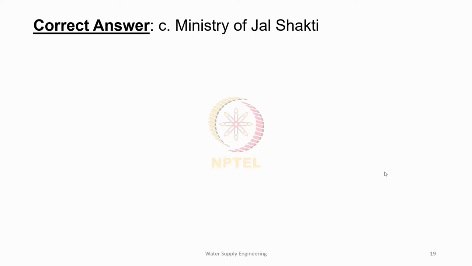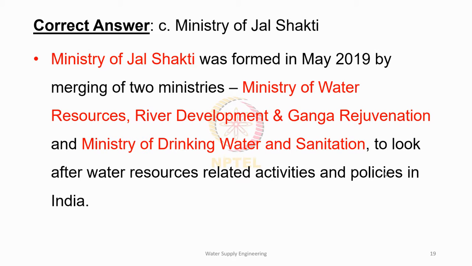Let's see. The correct answer is option C, Ministry of Jal Shakti. The Ministry of Jal Shakti was formed in May 2019 by merging two ministries, the Ministry of Water Resources, River Development and Ganga Rejuvenation, and the Ministry of Drinking Water and Sanitation. They were merged together as Ministry of Jal Shakti to look after the water resources related activities.